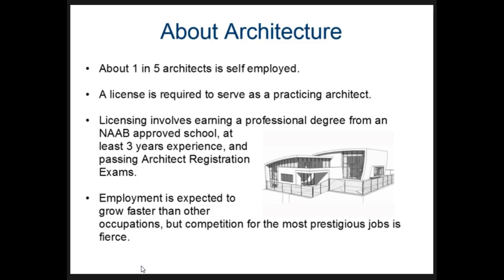Here's a little bit about architects. You'll notice that 20% are self-employed. A license is required if you want to be an architect. And the architect licensing includes a degree from an NAAB approved school and at least 3 years of experience after school, and then you have to pass the exams. We'll see something similar when we look at the civil engineers for becoming a professional engineer. And as it says here, employment is expected to grow. Our population is growing. That requires our need for housing to grow as well.